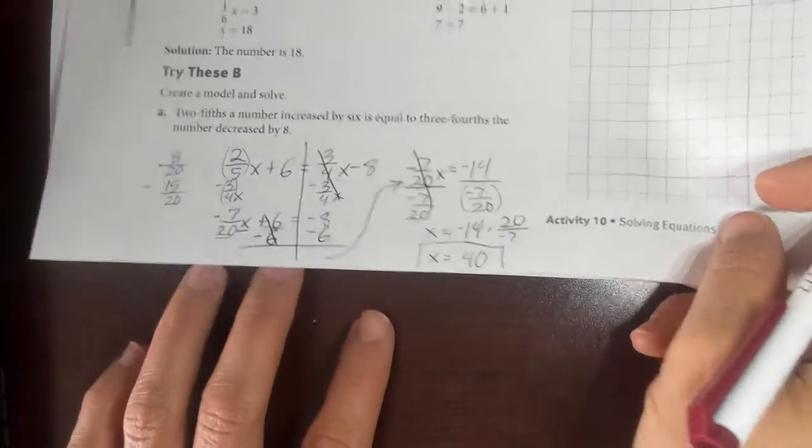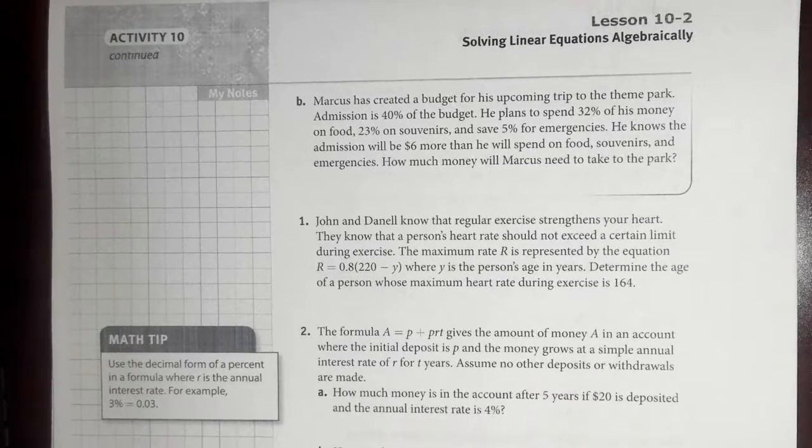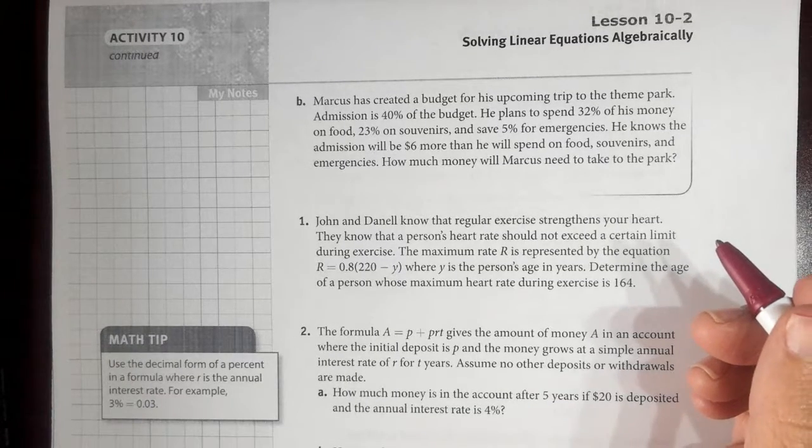Okay, so let's see those things. Okay, I'm going to go ahead and do some of these as well. So on B, it says Marcus has created a budget for his upcoming trip to the theme park.